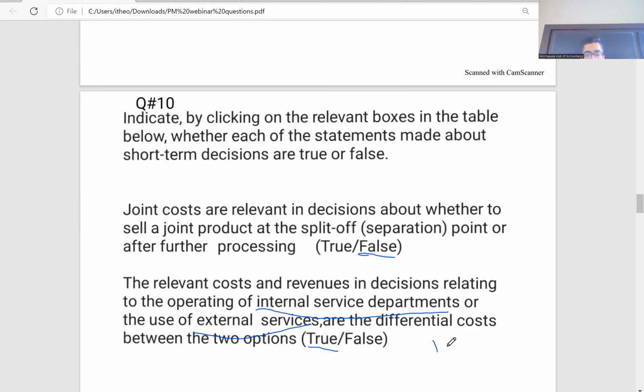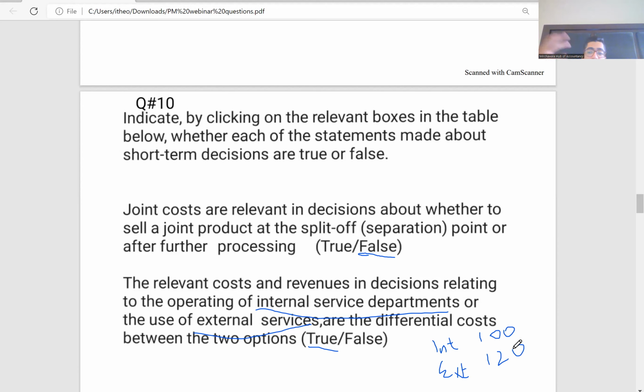Like, for example, I tell you, if I use internal services, my cost will be 100. And if I use external services, my cost will be 120. So what is the relevant cost of using the external party? 20, right? Differential, because internal service is doing it for 100 and external is doing the same work for 120. So you should prefer internal. So how much did you save? 20. This 20 was the reason you took the decision, right?